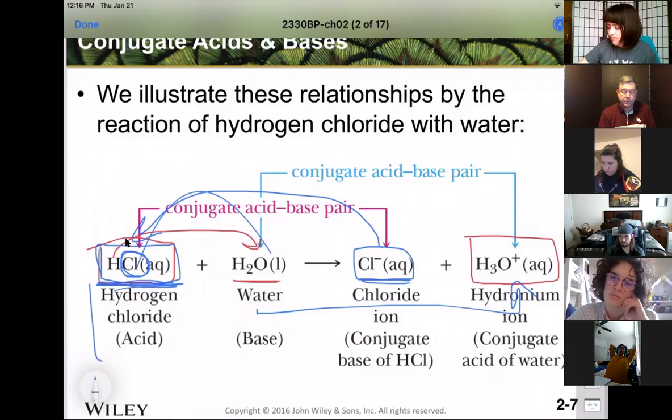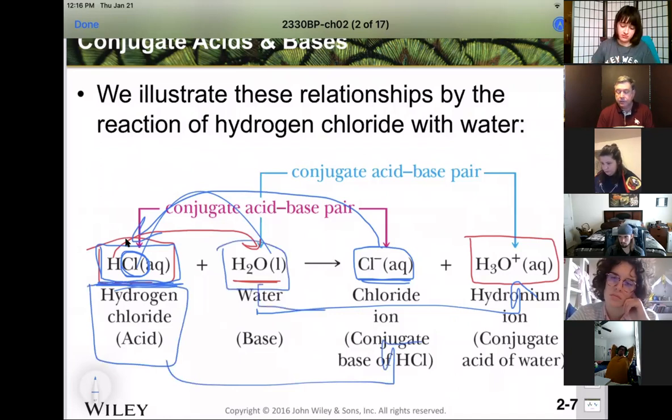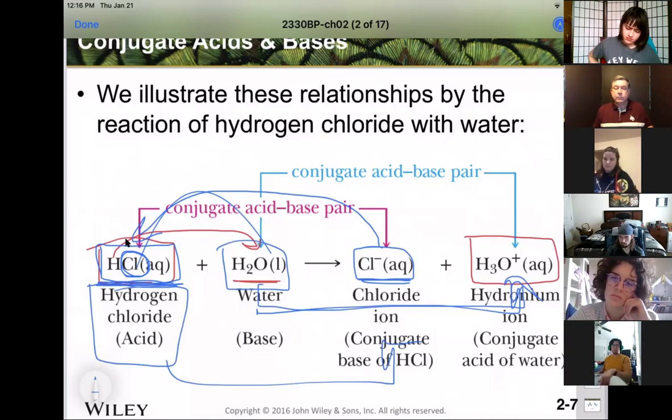So notice the hydrogen was transferred off here, leaving the chlorine for our conjugate base. The hydrogen was added here, so that's where we're following our conjugate acid. So in this case, we're following the proton.